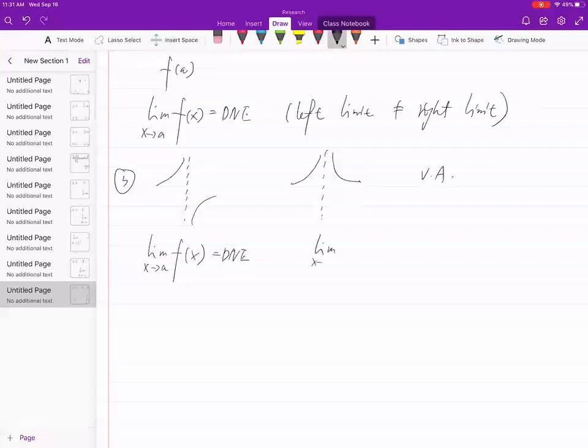What happened to this case? This time, the limit is there. The limit is infinity. What about f(a)? If you have an infinity here, what's the function value at this point? Nothing.